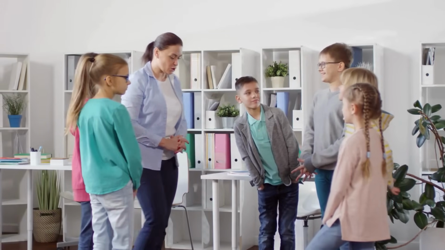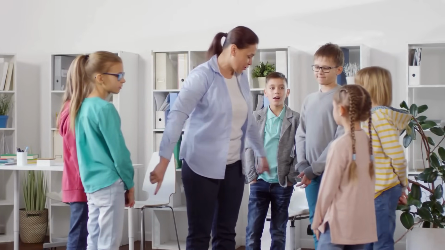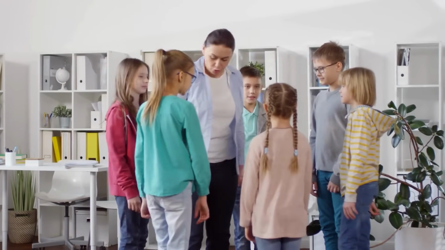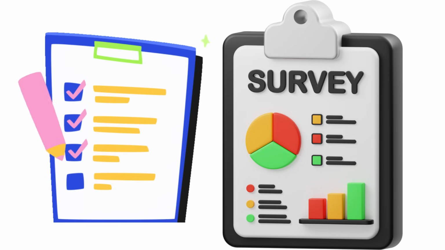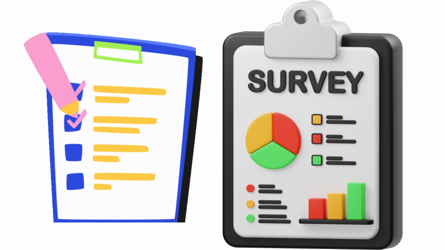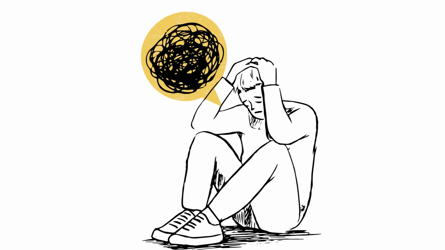Tools of school counseling. 1. Assessment tools. Assessment tools help counselors gather information about students' academic performance, emotional well-being, and social skills. These tools can include standardized tests, surveys, and behavioral checklists. Example: a school counselor uses the Beck Depression Inventory, BDI, to assess the severity of depressive symptoms in a student who has been showing signs of depression.